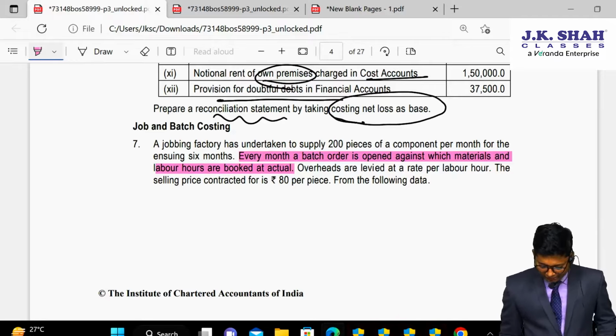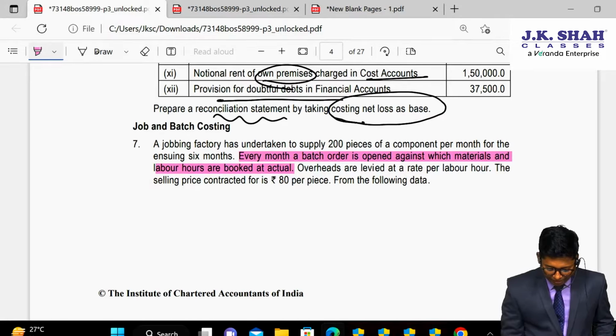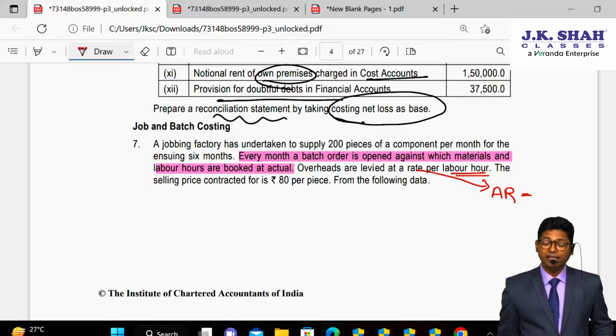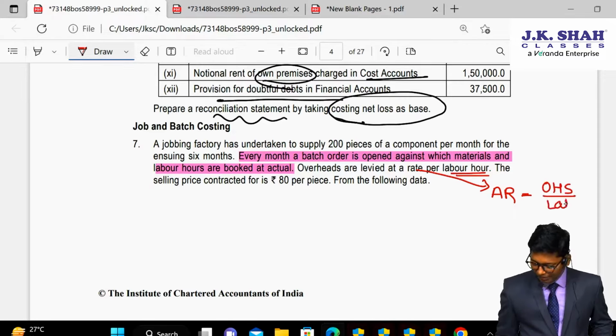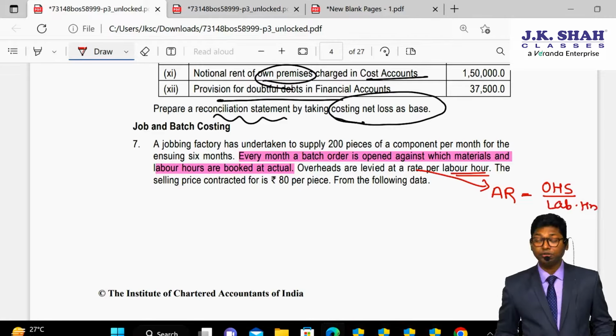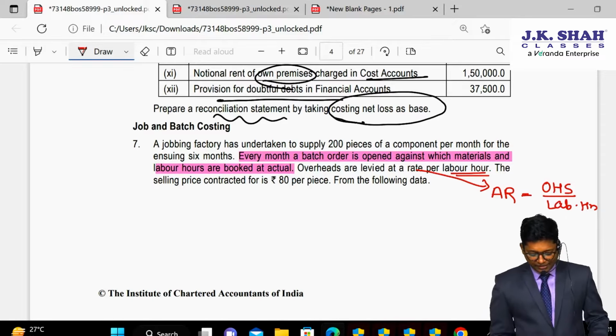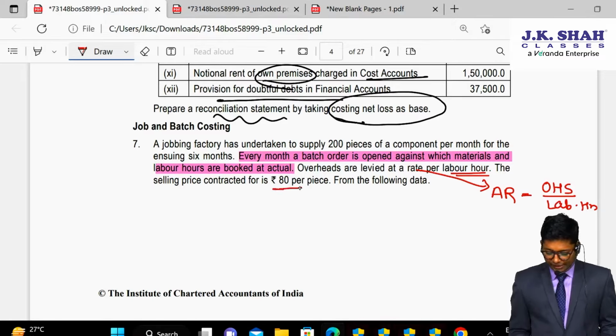Overheads are levied at a rate per labor hour. That means the question is telling you to calculate the absorption rate of overhead, and the absorption rate is to be computed using the labor hour method. So here overheads divided by labor hours is the formula we should use for computing the absorption rate of overhead. The selling price contracted for is 80 rupees per piece.